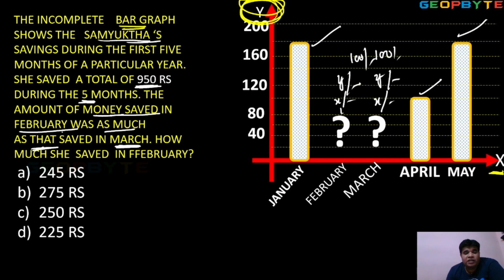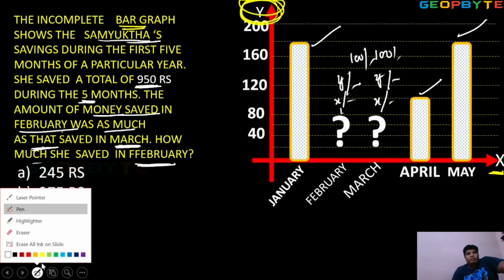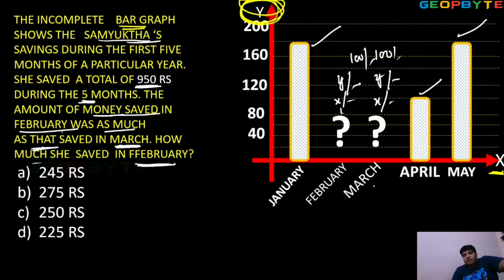Children, what is the question? How much did she save in the February month? We don't know how much was saved in February, and we don't know March either. So take March as X, and February is also X. Add all the values.